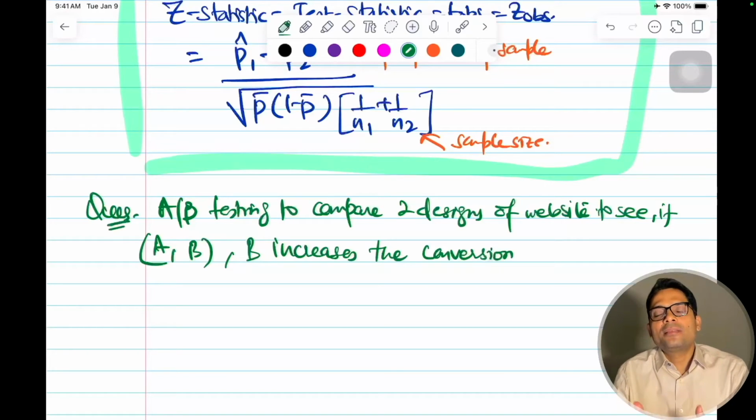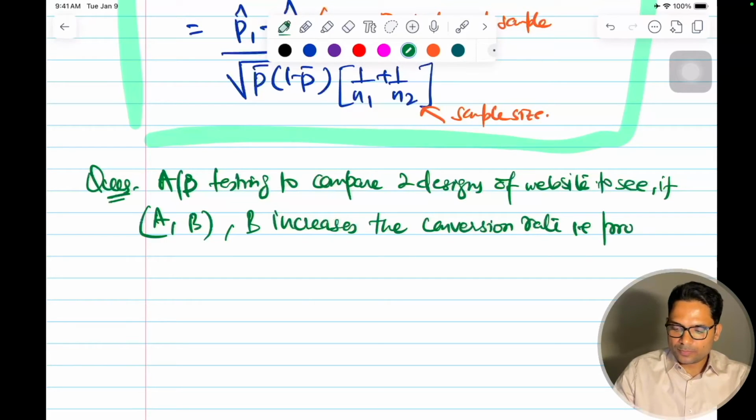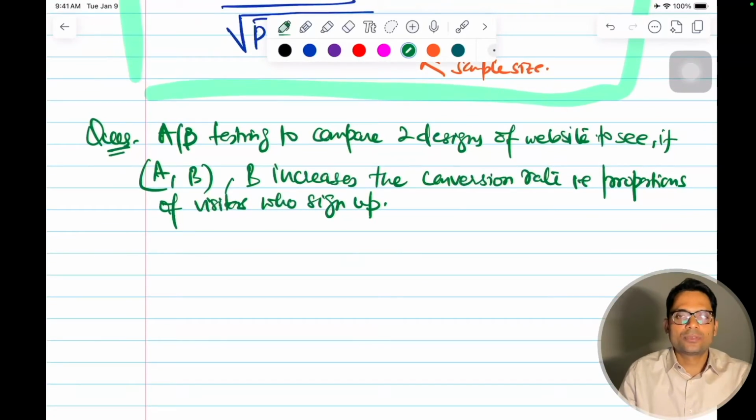We make a claim, and then with the data in the sample we validate whether the claim is true or not. Okay, so let's move. We increase the conversion rate. Conversion rate, that is proportions of visitors who sign up. Conversion rate means proportions, again it's fraction, right? Proportions of visitors who finally sign up after visiting your page. Okay, so that's the test.